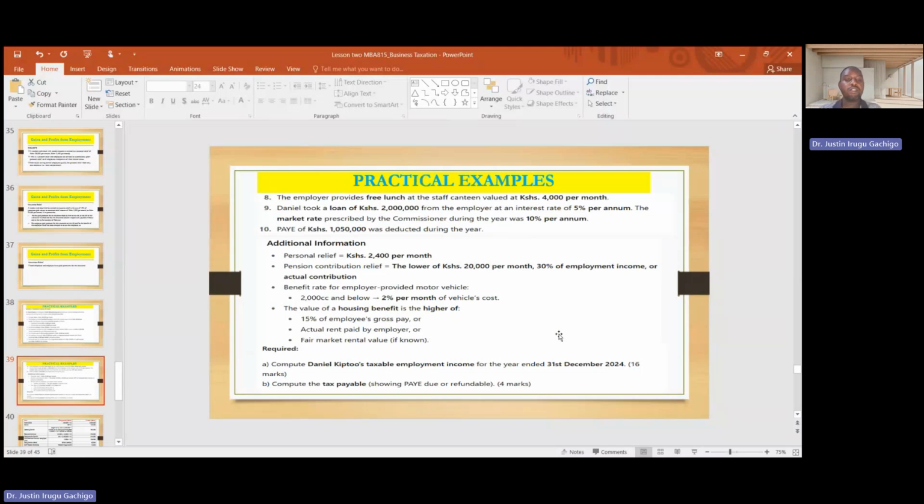So you are required to compute total taxable employment income. So what is the taxable employment income? Taxable employment income is the basic salary plus all other benefits, but less, remember, the deductions. So we have seen the deductions, and we are going to compute them. Then finally, compute the tax payable, showing PAYE due or refundable. Remember, you have been told that PAYE of 1,050,000 was deducted during the year.